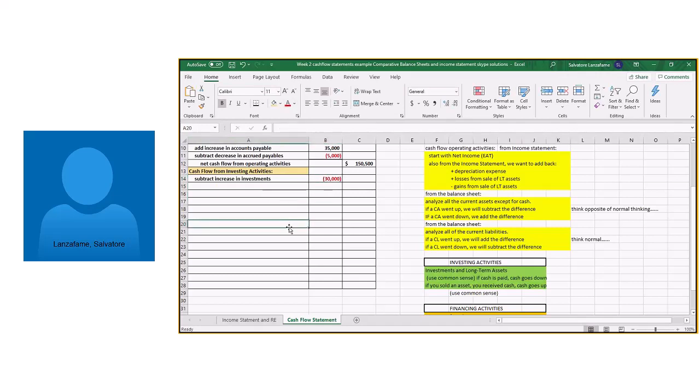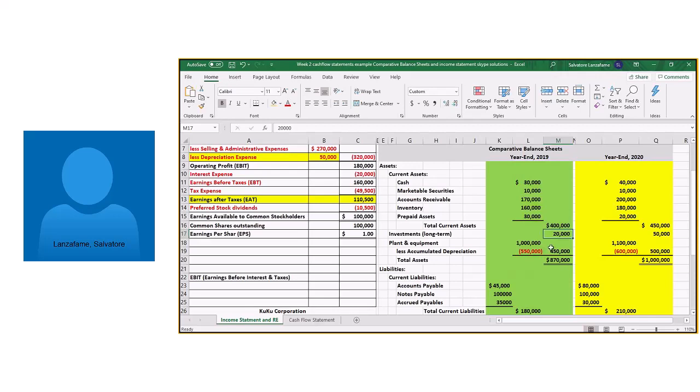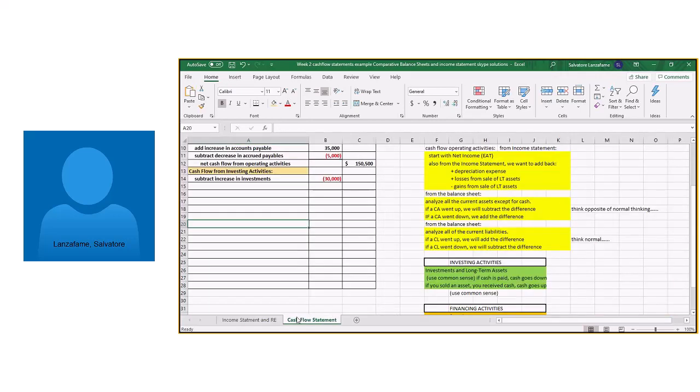So you're assuming you spent money on this stuff. So if you have more stuff, you spent money, so your cash goes down. What about plant and equipment? So I had $1 million worth of plant and equipment. Now I have $1.1 million. That means I bought more stuff. If I bought more stuff, I needed more cash. So I will do the same thing.